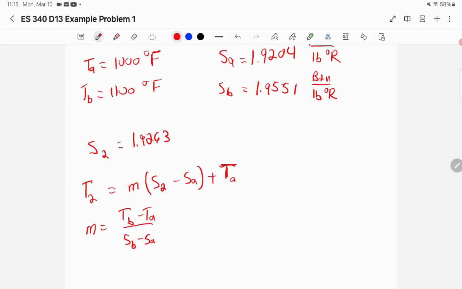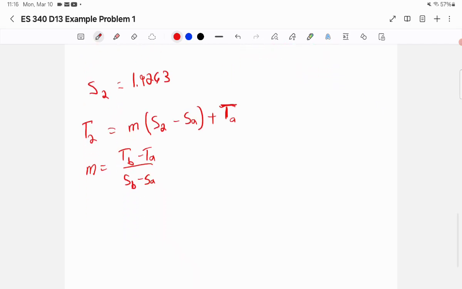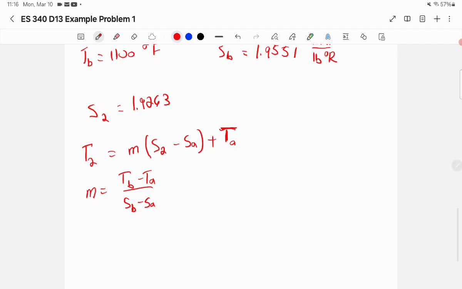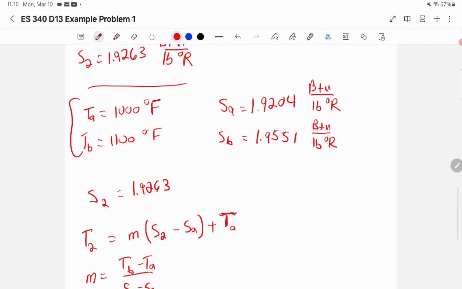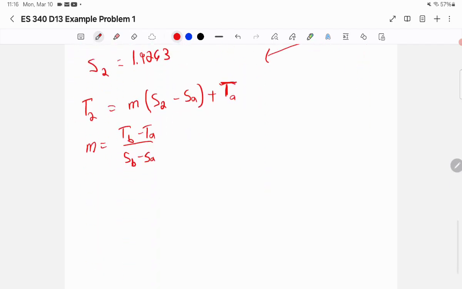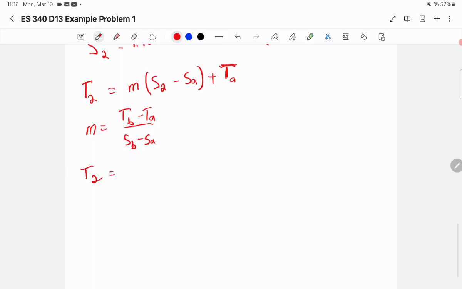And again, it doesn't actually matter the ordering that I put those in, right? As long as the associated values are in the correct spot in the minus sign, and in both cases it's okay. So it doesn't matter which way I do that. And basically, if I substitute these values into the equation, what I find is T2 is equal to about 1017 degrees Fahrenheit. So I found my property in that case.